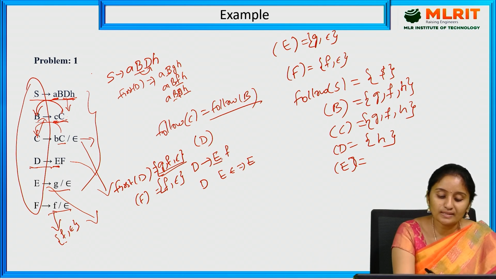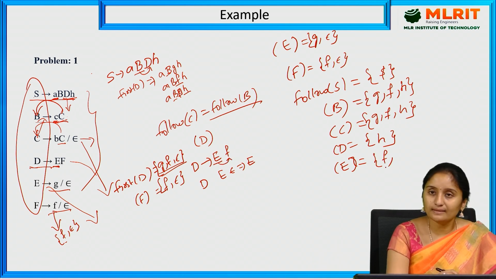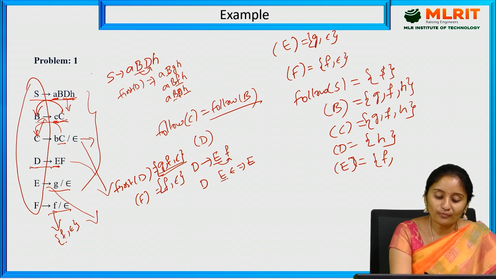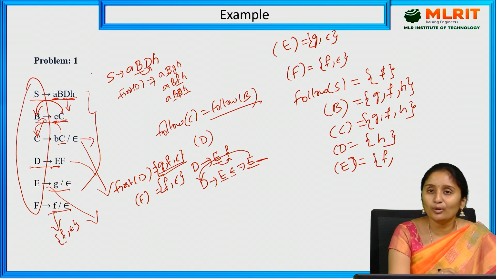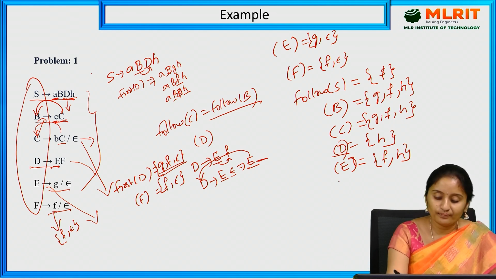Follow of E is nothing but it is followed by F. So F, it's a terminal. Next time, follow of E is nothing but it is followed by epsilon. Epsilon is nothing but it's empty. So I am writing here again E. So follow of E, nothing is there over here. So follow of E is nothing but it is followed by D. So follow of D is what I am having, H. F comma H. Next, follow of F.